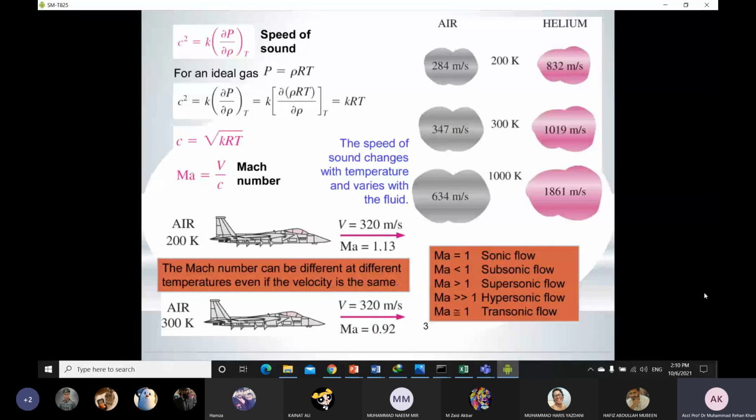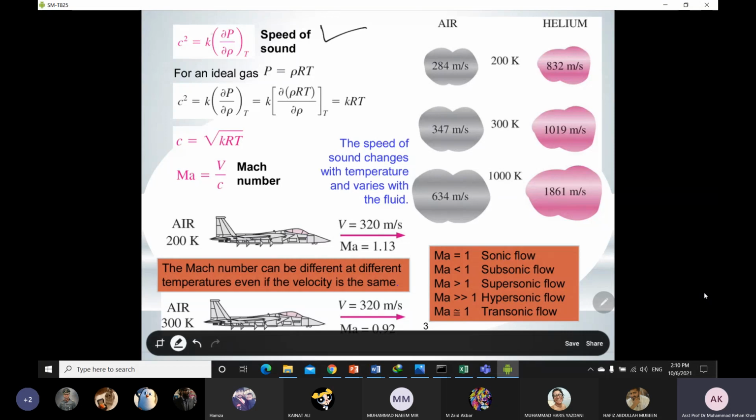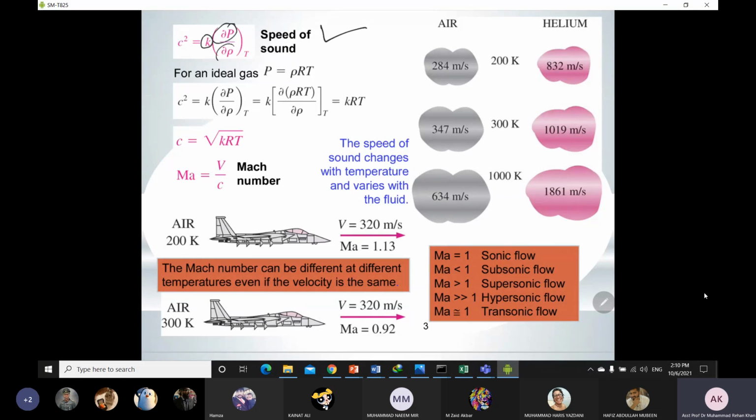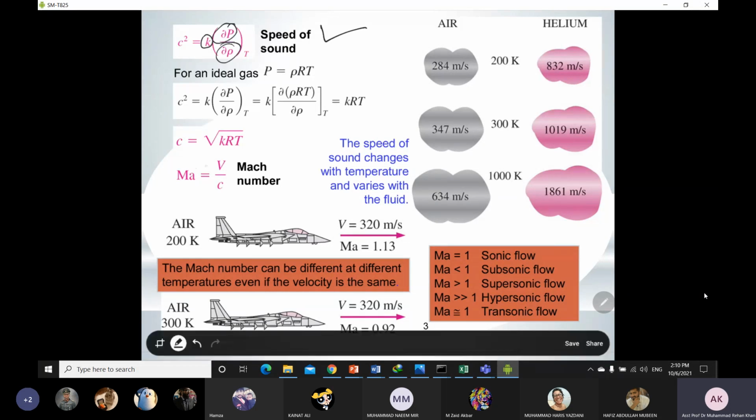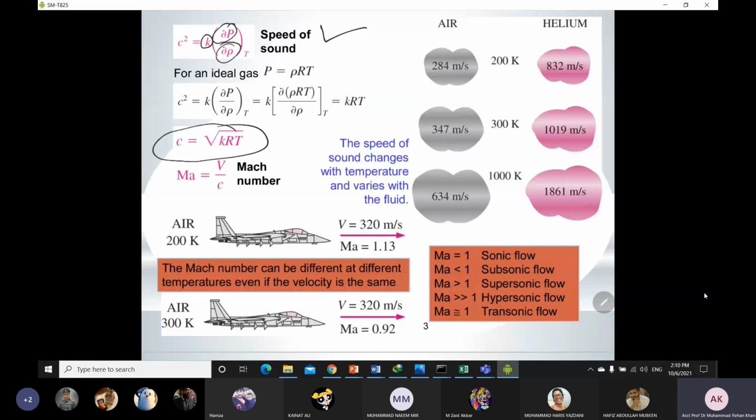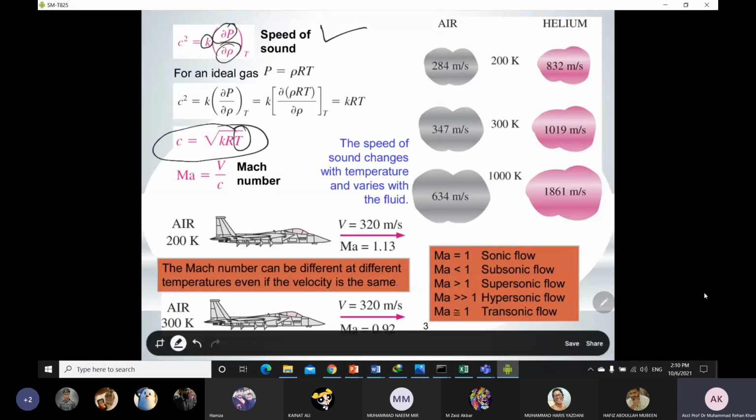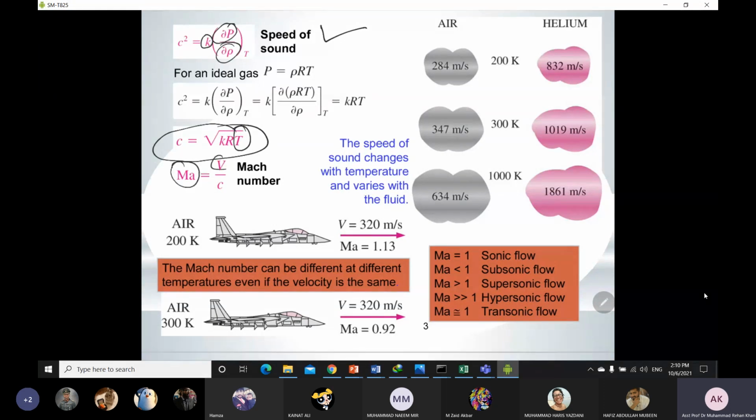So speed of sound, you can say that it is c squared equal to k partial p by partial rho. Then this equation we have already derived, c is equal to square root of kRT. So if the temperature is known to you, you can easily find the speed of sound in any medium. And then this is the Mach number, which is the ratio of local velocity to speed of sound.